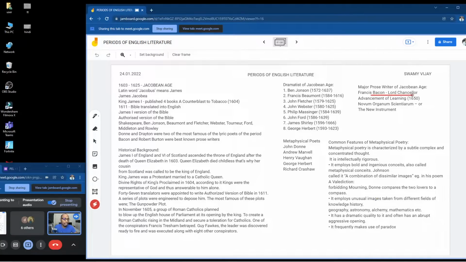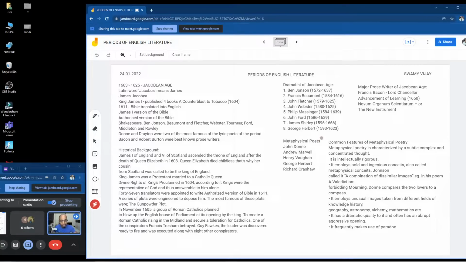So Francis Bacon was Lord Chancellor, and he wrote Advancement of Learning. That means he tried to make people understand that learning is not only by reading and memorizing the religious scriptures. You can understand things, or you can learn things, through observation only. That was the first time this idea was promoted, by Francis Bacon. And then Novum Organum, or the New Instrument. These were the famous books written by Francis Bacon. Please make time somehow and read about Francis Bacon. A very fascinating story.